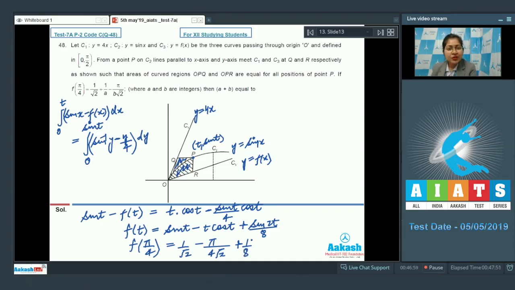Now comparing it with the given equation, we can say that the value of a is equal to 8 and the value of b is equal to 4. So we can say that the value of a plus b will be equal to 12. So this is our answer.